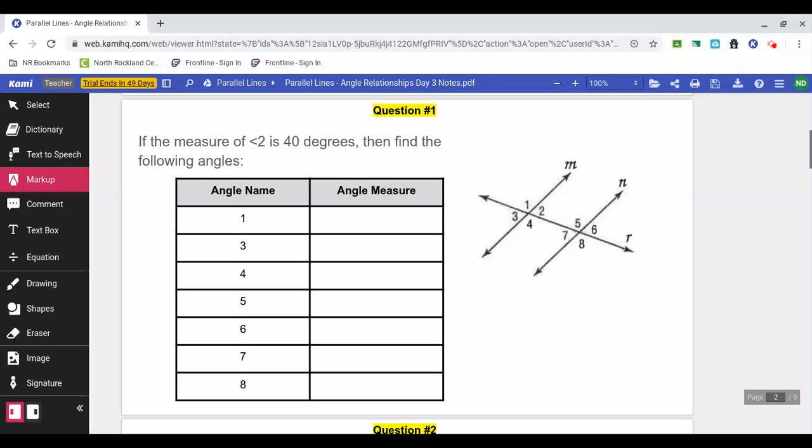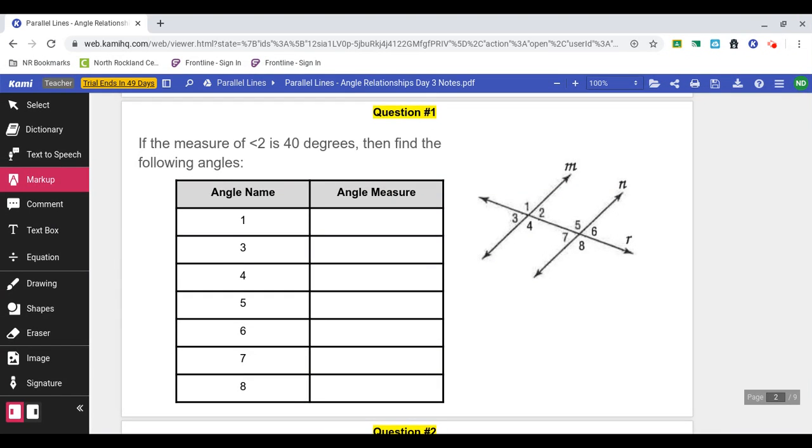For example, in question 1, over to the right we have two parallel lines. The parallel lines are line M and line N, and they're cut by the transversal R. So again, this just looks a little bit different than what we're used to seeing, but as long as we know that M and N are the parallel lines and R is a transversal, all of our angle relationships will still come into play. Now I wrote that the measure of angle 2 is 40 degrees.